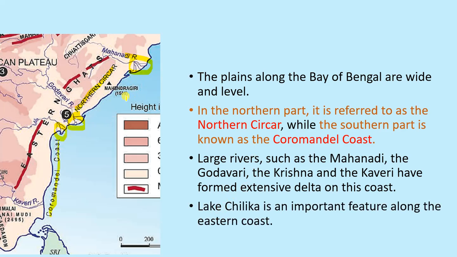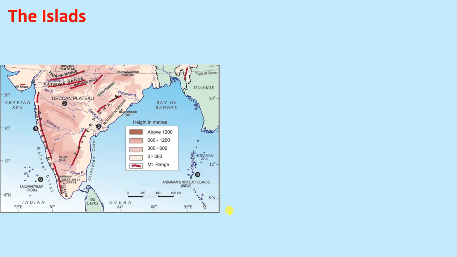Lake Chilika. Lake Chilika is here. It is an important feature along the eastern coast, as it is a lagoon lake and a saltwater lake. The islands.